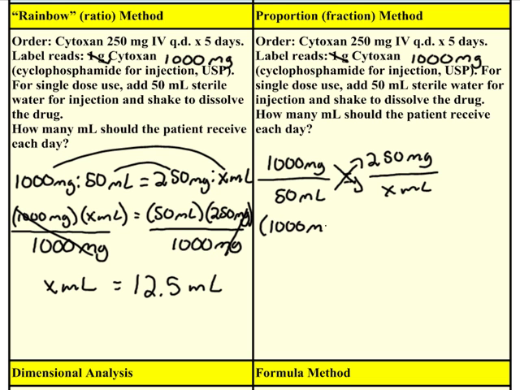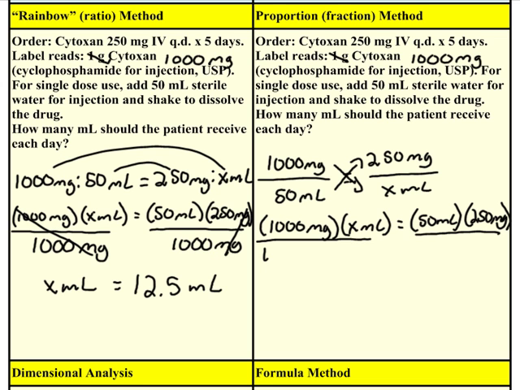We have 1,000 milligrams times x mL equals 50 milliliters times 250 milligrams. To get x by itself, we have to divide both sides by the 1,000 milligrams. This leaves us with x milliliters by itself on one side, and 50 milliliters times 250 divided by 1,000 gives us 12.5 milliliters.